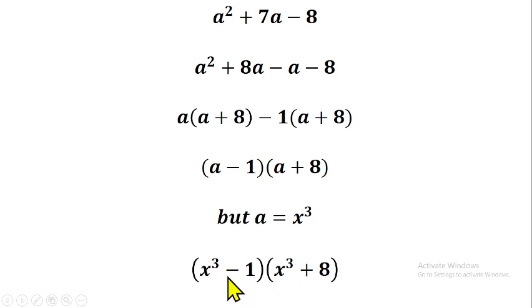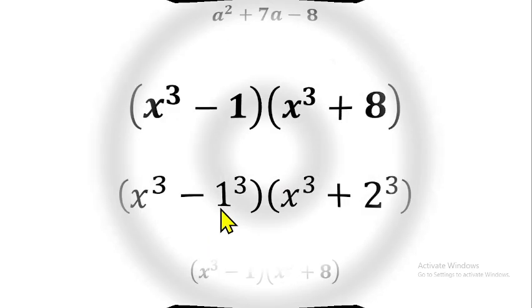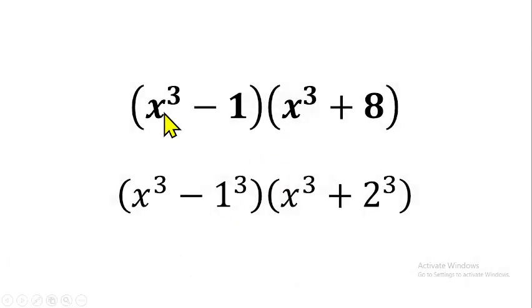So we can do something further here. So what can we do? We can rewrite x raised to power 3 minus 1 and x raised to power 3 plus 8 as this: x raised to power 3 minus 1 raised to power 3, because 1 raised to power 3 will still give us 1. Also, we have x raised to power 3 plus 2 raised to power 3. 2 raised to power 3 will still give us 8 here. We agreed. You agree to that?